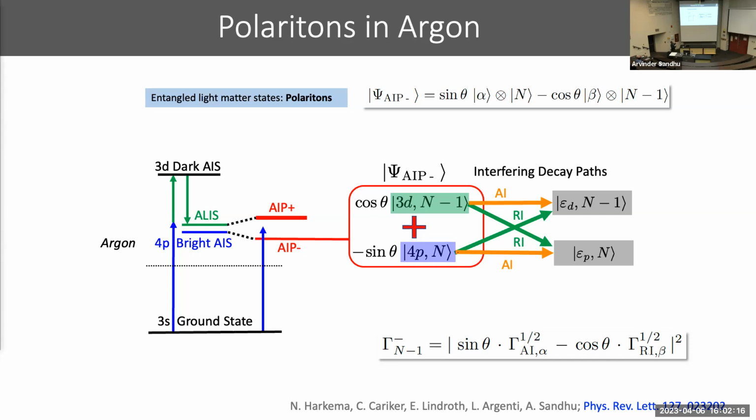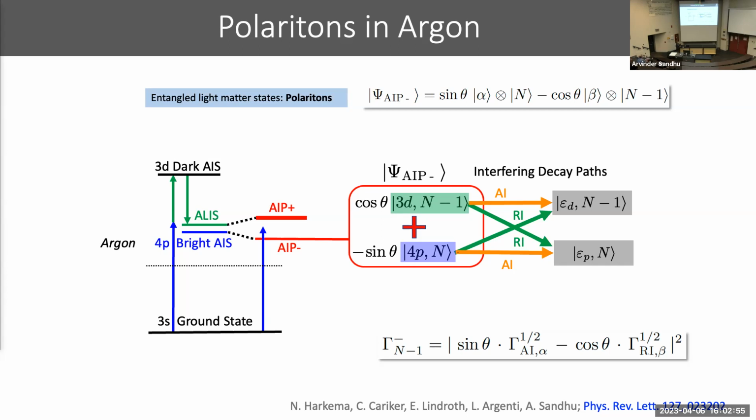And the 4p can decay to the p parity continuum, and the d can decay to the d parity continuum. But with my light field, which is a radiative ionization, I can decay to the opposite parity continuum, right? So this is autoionization, which decays to the same parity continuum. This is radiative ionization, which decays to the opposite parity continuum. The interference between these two can be written in terms of the amplitudes of interference of autoionization and radiative ionization and these mixing factors, yeah?